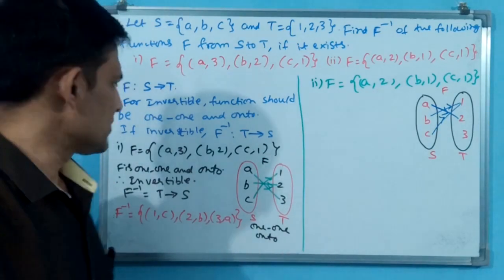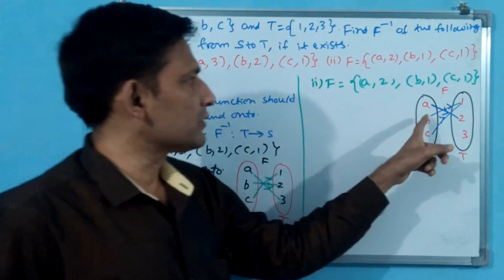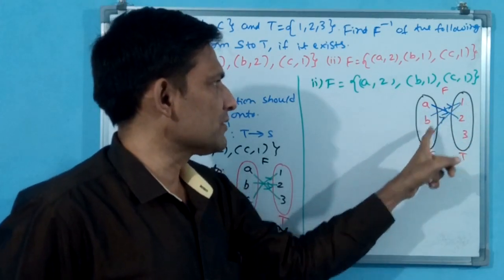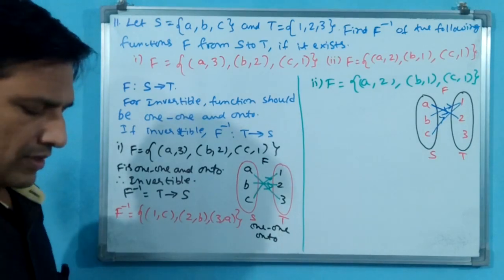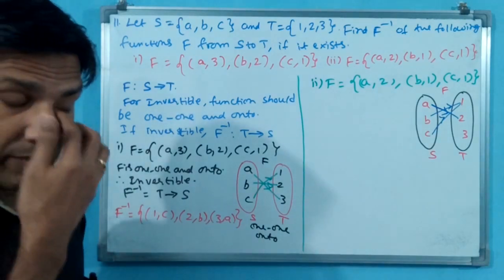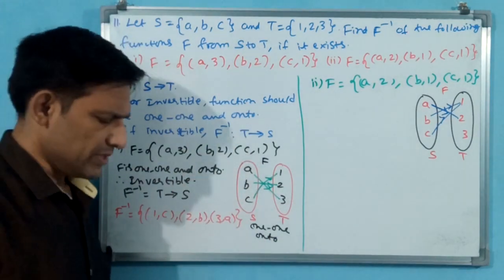Not onto means, see, for invertible it should be one-one and onto. But here many-one is also there. See, B to 1, C to 1. That means 1 has 2 pre-images. That is why this is not invertible. When it is not invertible, inverse doesn't exist. That's all. We have to write the same thing.